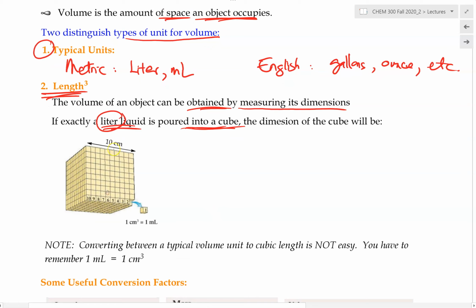So this cube would have the length equal to 10 centimeter, the height of 10 centimeter, and the width of 10 centimeter as well. So that would be the volume of this object, if we were to have a liter of liquid and we pour that into this cube. Now, as you may recall from math classes already, volume equals length times height times width.